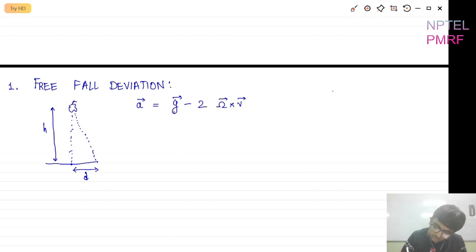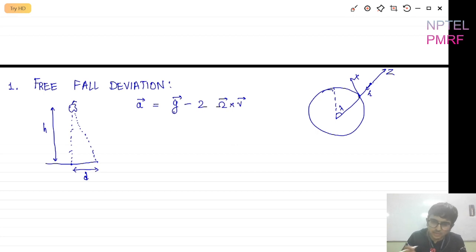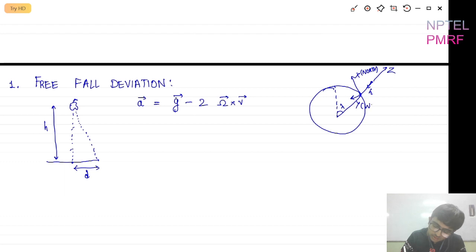Let's say this is our Earth, and we are dropping somewhere here. This is our latitude lambda, and this is height h, and we are dropping like this. So this is the z axis. Let's say this is the x axis, and the y axis is coming out of the plane of the screen, right? So the x-axis is north, and y would be west.